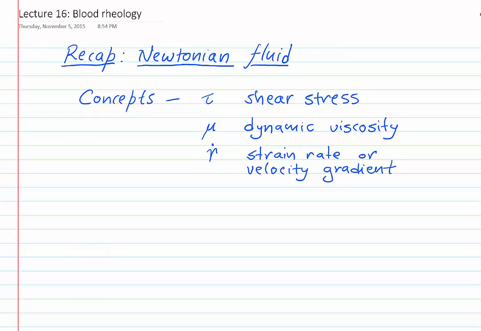So if shear stress tau is equal to dynamic viscosity times, that is mu is the dynamic viscosity, times gamma dot, the strain rate, which is equal to mu times du dy, where u is the velocity and y is the distance from the surface. So this is also called the velocity gradient.